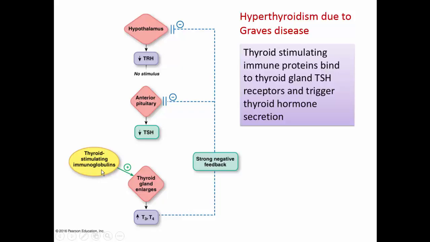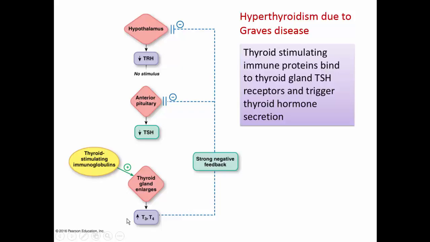These immunoglobulins have a very similar structure to thyroid stimulating hormone, and they have the ability to activate the TSH receptors. And remember that the function of TSH is to target the thyroid gland to produce thyroid hormone, both T3 and T4. In this case, the immunoglobulins acting like TSH trigger the thyroid gland to secrete thyroid hormone.